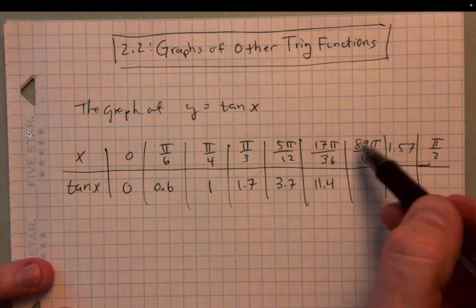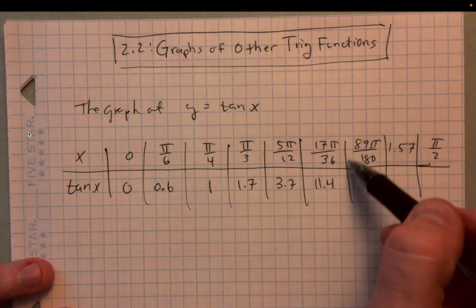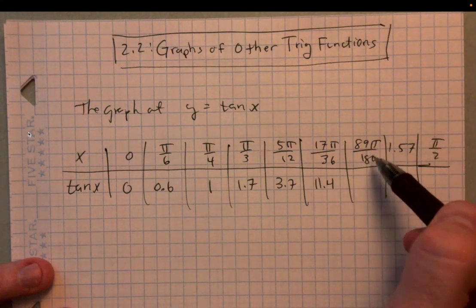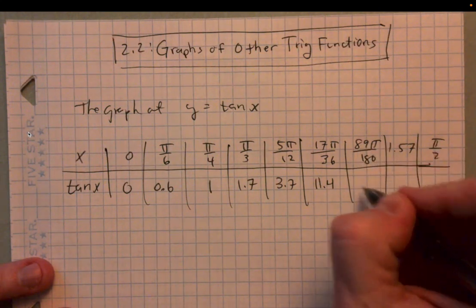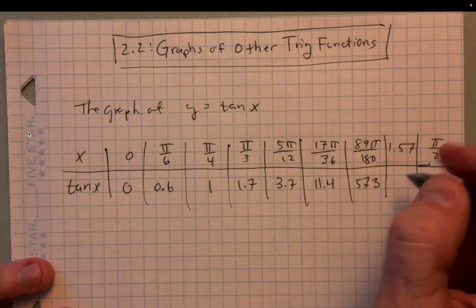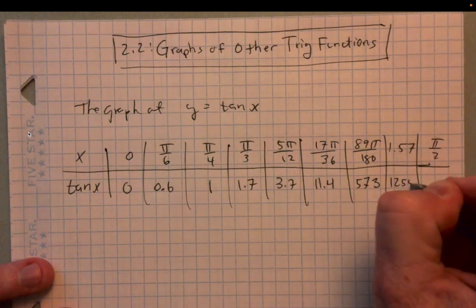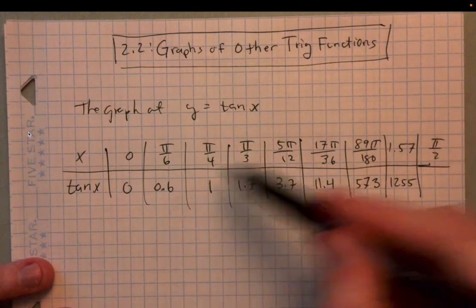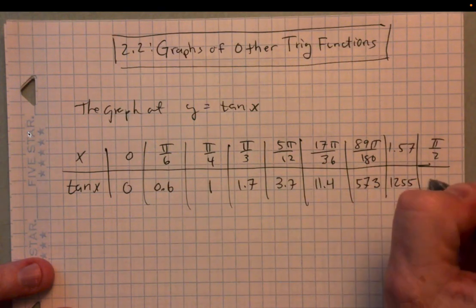And then we're getting closer and closer to pi over 2 here. And so the tangent of 89 pi over 180 is 57.3. And then when we get even closer, it jumps up to 1255 approximately. And then we know that the tangent is undefined at pi over 2.